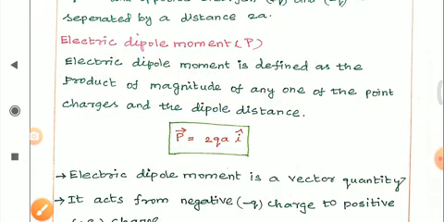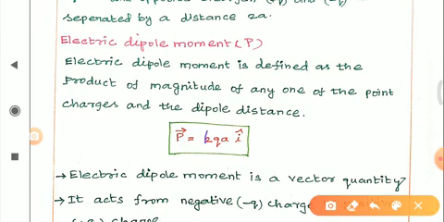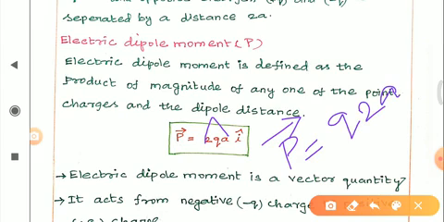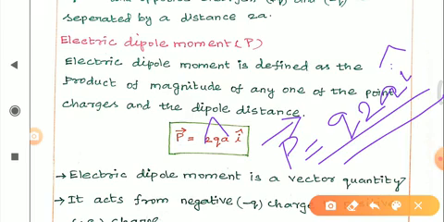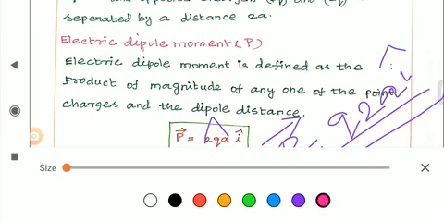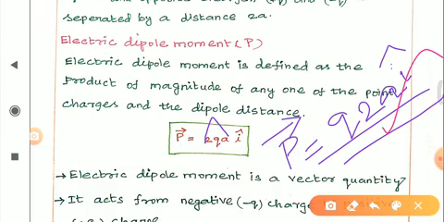What is the dipole distance? 2a. So this formula can be written as P equal to q into 2a, where 2a is nothing but the dipole distance. Otherwise this formula can also be written in vector form as P vector is equal to q into 2a into i cap. This is also correct. This is also a formula for the electric dipole moment. So this is another 2 mark question.